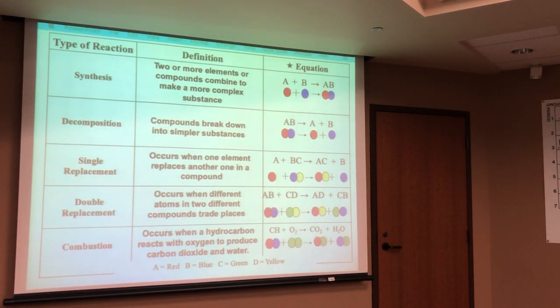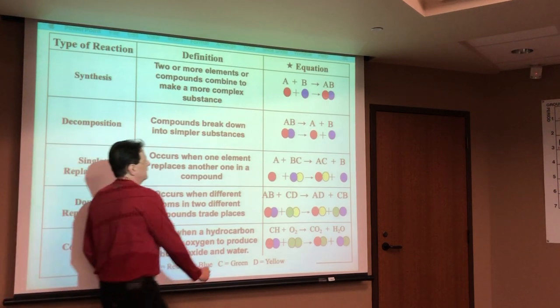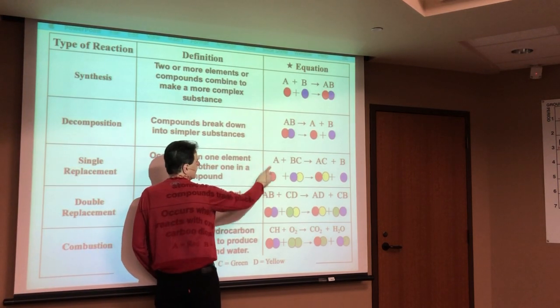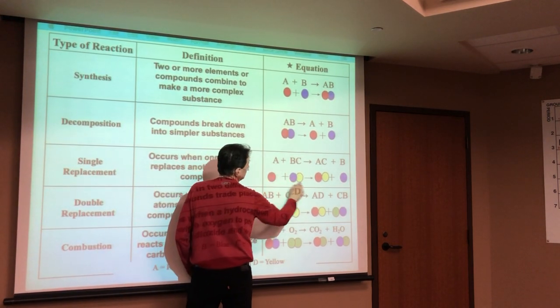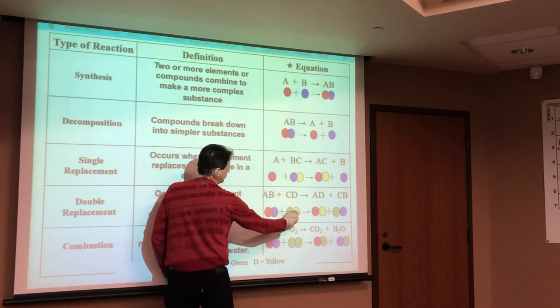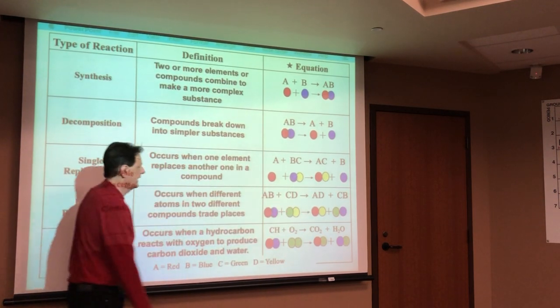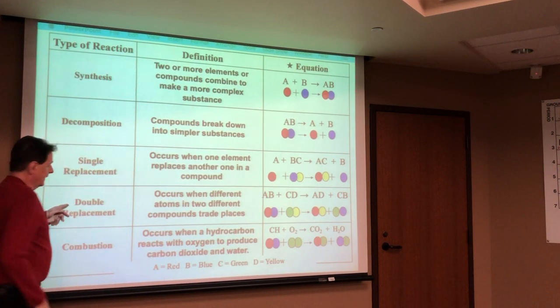Add a little color into this. Here in the single, A comes in, it's kicking B out, and the double is just a swap. You're swapping cation for anion, and the double.